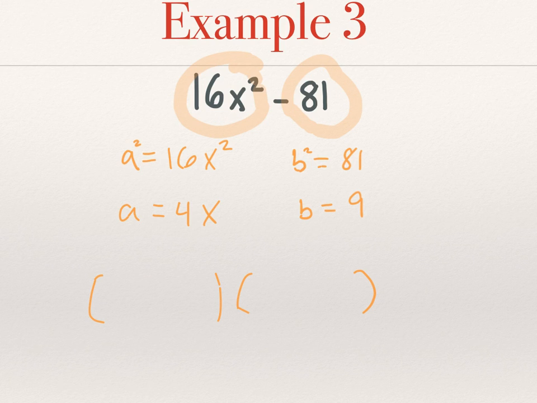So what goes into our first parentheses? 4x. Well, it doesn't matter what order it's in. 4x minus 9. 4x plus 9. Perfect. So Nick asked, does it matter what order we go in? Can we put the plus first and then the minus, or the minus then the plus? It doesn't matter, because it would be like saying 2 times 4 is the same thing as 4 times 2. So it doesn't matter the order that you multiply it, just as long as your a goes before your b. But we could put the minus in the first parentheses if we wanted. So this is our answer.